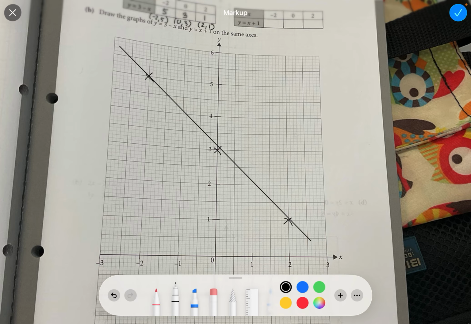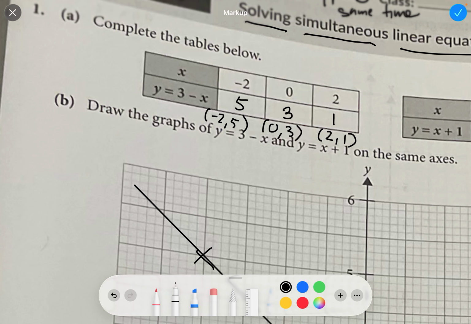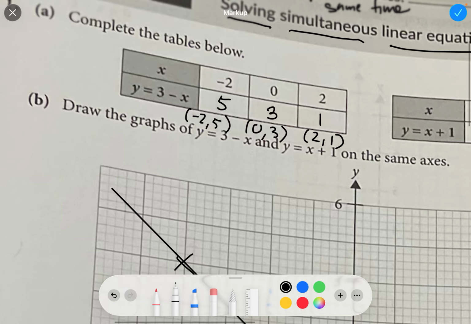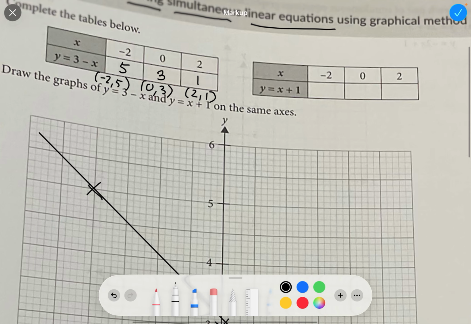Okay? Because my page is twisted, my line is not exact. If you draw your line correctly, it should pass through 1, 2. Let me try and draw a more accurate line. Satisfying the equation means I can balance the equation. The left will be equal to the right. That is what I mean by satisfy the equation.